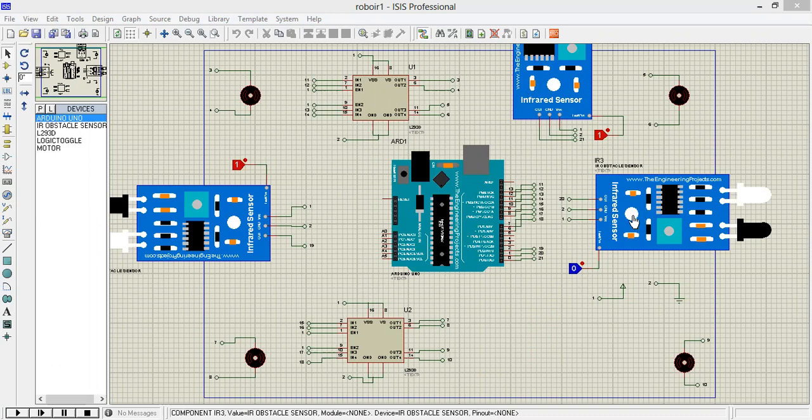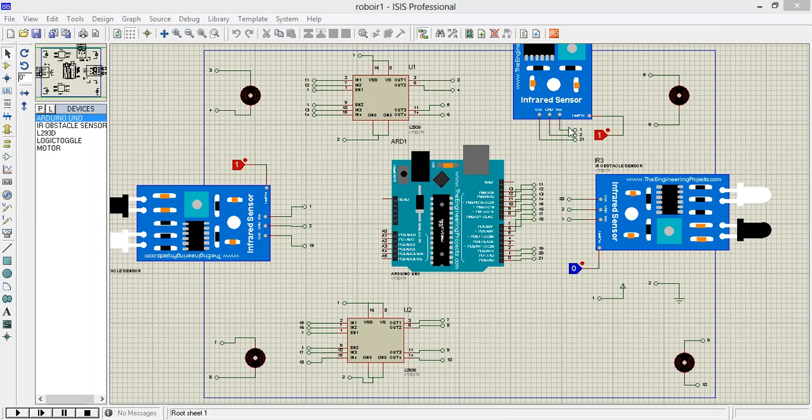You can also use an ultrasonic sensor. A stepper motor can also be used, and a servo motor can also be used. These are the main components of the robot.